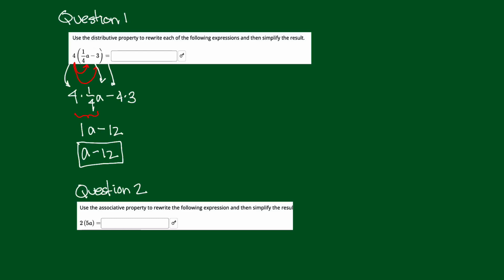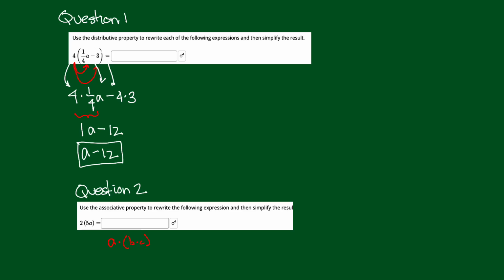Now, in question 2, we're going to use the associative property to rewrite this expression and then simplify it if we can. So our expression is 2 times 5a. Now, this is a multiplication, and I'm going to reassociate these parentheses. So I'm going to use this property here. Now, the property is going to look like this. If I have something like this, a times, now, this will be b times c. So what this has to do is, first of all, multiply b and c together, then multiply that result by a. So a times, you do this first.